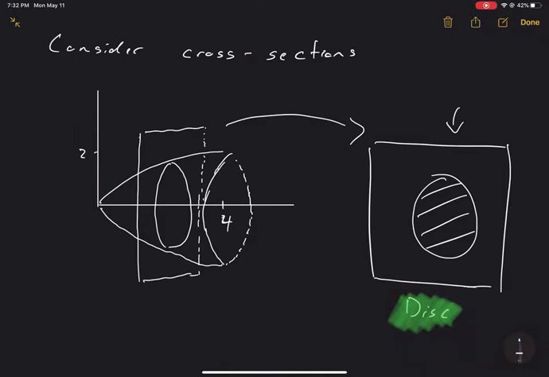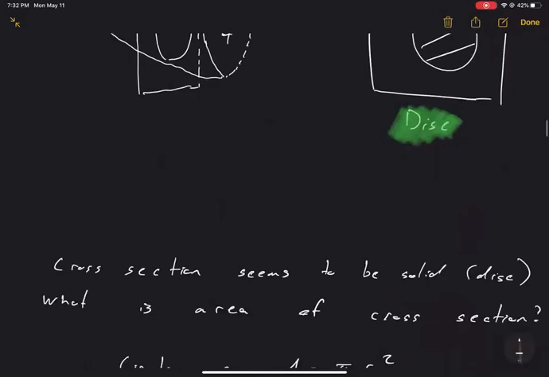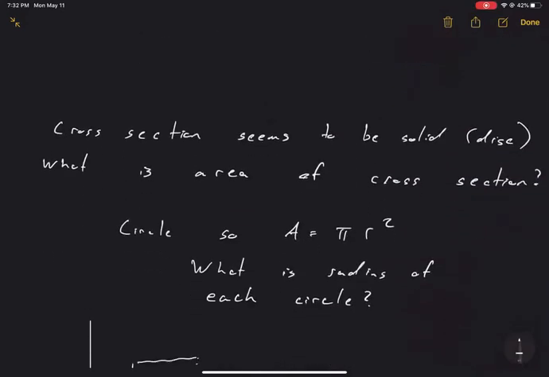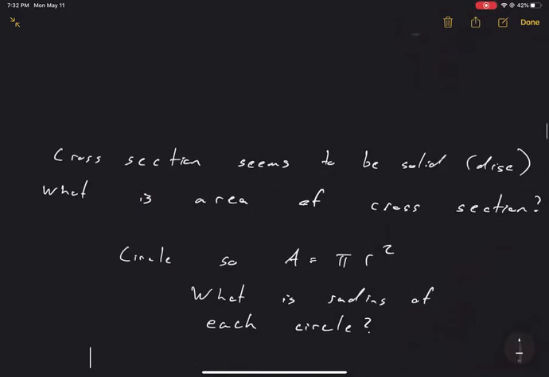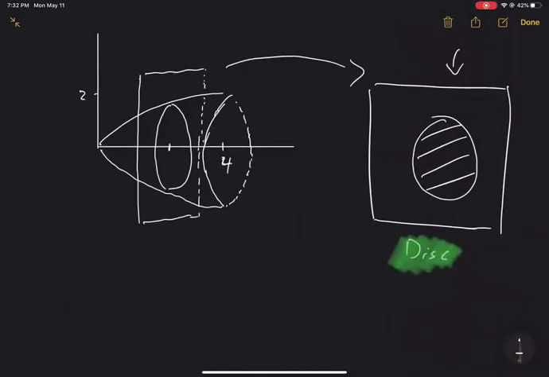So what's the area of this disk? Well, the area of a disk or a circle is just pi r squared, right? So my area is going to be pi r squared. What is the radius of this cross section? Well, that depends on x, right? If I'm at this x here, I have this radius, and my radius is increasing as I move along my object. So my radius depends on x.